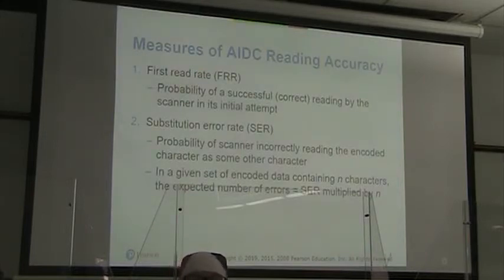All right, so of course we have to be able to say how accurate is our reading of these technologies. One way we measure that is the first read rate, or FRR. So the probability of a successful reading by the scanner in its initial attempt.